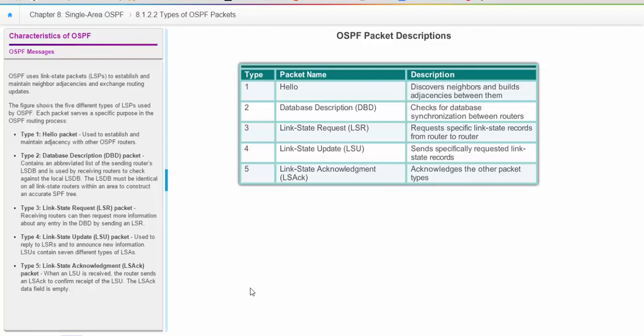Link state request, or the LSR, requests specific link state records from router to router. Then we have link state update, which sends specifically requested link state records. And we have link state acknowledgement, which acknowledges the other packet types.